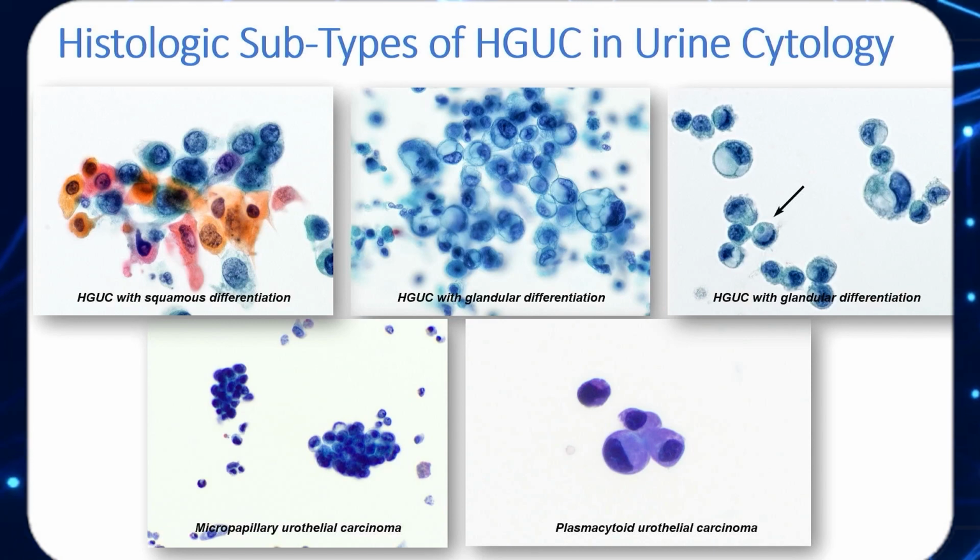Histologic subtypes of high-grade urothelial carcinoma. So remember, there are 14 subtypes of high-grade urothelial carcinoma. Some of them are really rare.